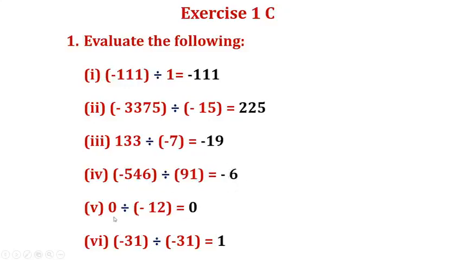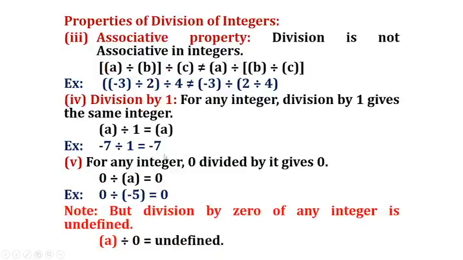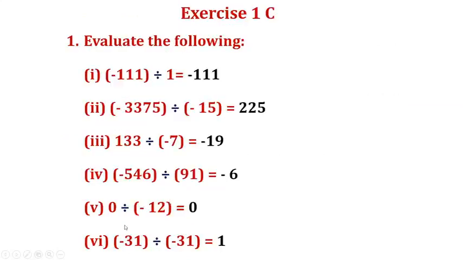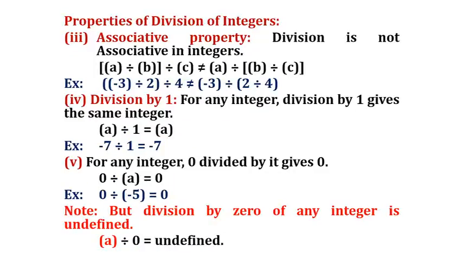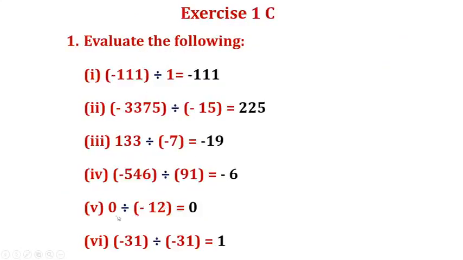Now dividing 0 with any number, you will get 0. Division by 0 you already learned here. This is division of 0 by any integer, you will get 0 only. So 0 divided by a is equal to 0. So 0 divided by minus 12 is also 0.